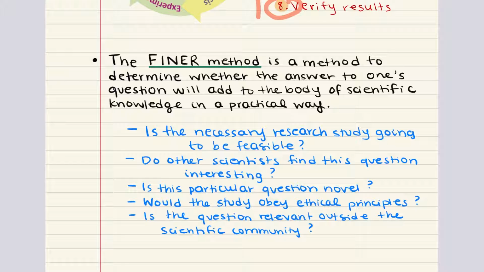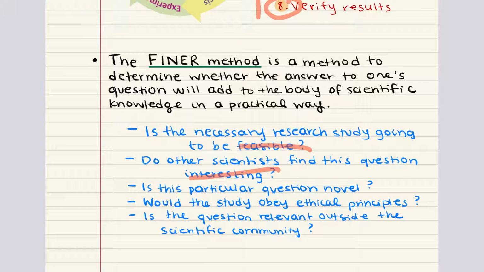The first criteria is feasibility. Researchers have to ask themselves whether the study can realistically be conducted with the available resources, time, and technology. For example, while it might be fascinating to study plant growth on Mars, it's not feasible without access to space travel. The second criteria is interest.